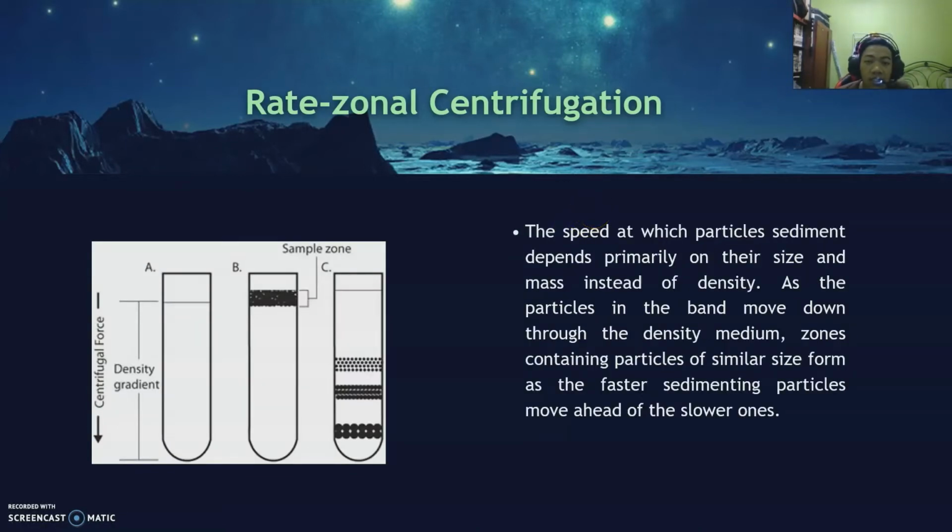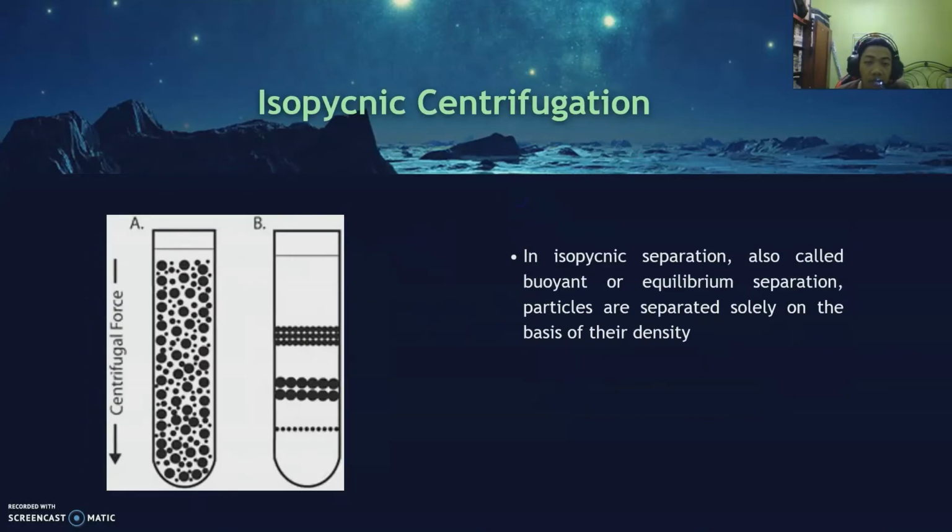In rate zonal centrifugation, the speed at which particles sediment depends primarily on their size and mass instead of density. As the particles in the band move down through the density medium, zones containing particles of similar size form as the faster sedimenting particles move ahead of the slower ones. For isopycnic separation, also called buoyant or equilibrium separation, particles are separated solely on the basis of their density.